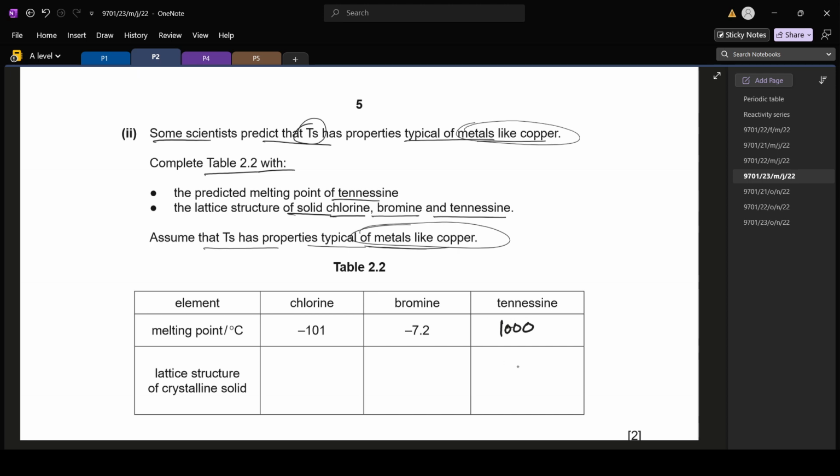And it will have a giant metallic structure, tennessine. And for the lattice structure of crystalline solid chlorine, it will have a simple molecular structure. That's why they have a very low melting point. Simple molecular.